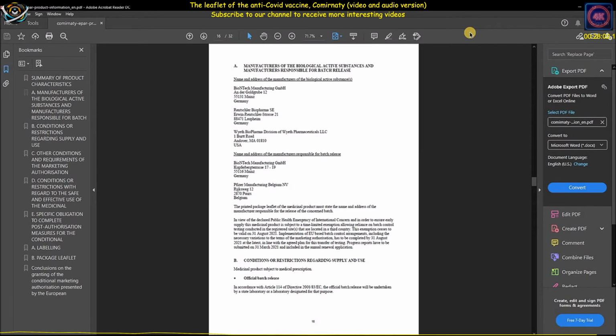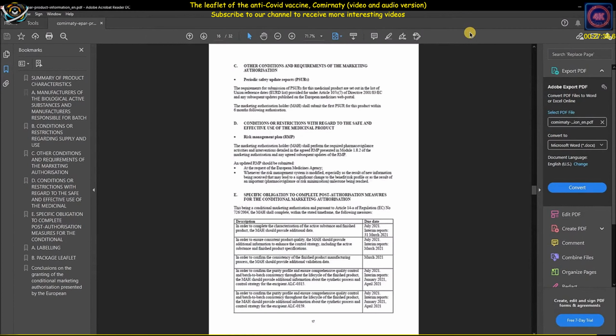B. Conditions or restrictions regarding supply and use. Medicinal product subject to medical prescription. Official batch release: in accordance with Article 114 of Directive 2001/83/EC, the official batch release will be undertaken by a state laboratory or a laboratory designated for that purpose. See other conditions and requirements of the marketing authorization.